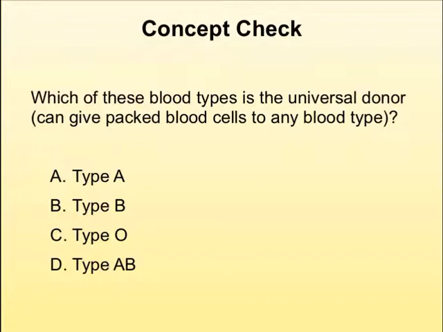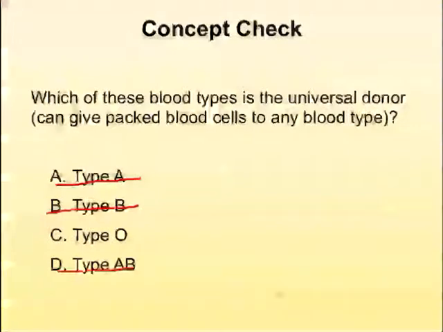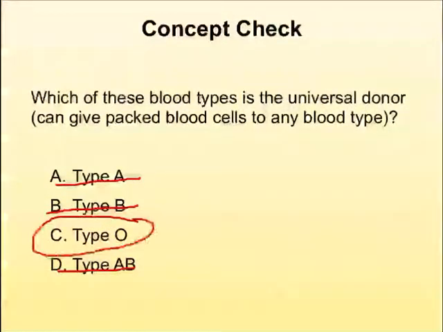Type A has an antigen on it, and so if it was injected into type B or type O individuals, then it would be agglutinated. Type B, the same story, and the same for AB. So type O in this situation is the universal donor. The universal recipient would be type AB because AB has neither A antibodies or B antibodies in their blood.